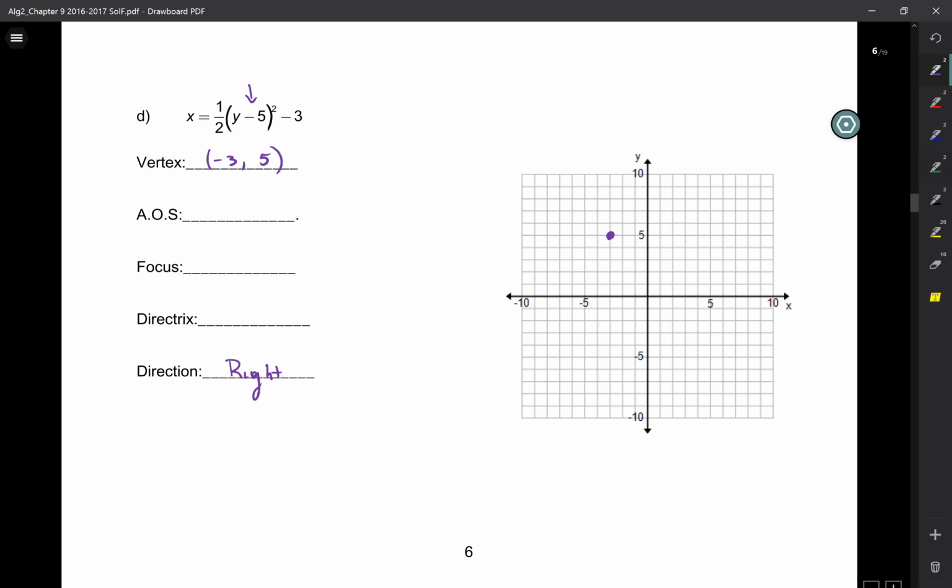So what's the axis of symmetry then? Which variable? Emma says y equals 5. Josh says x equals something. Remember, it's always the same variable as the one that's being squared. So it's going to be y equals 5. Okay, so here.